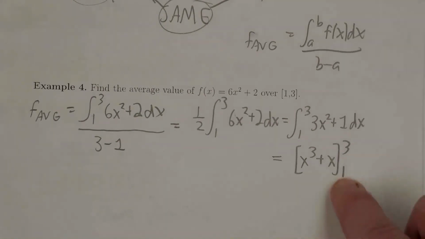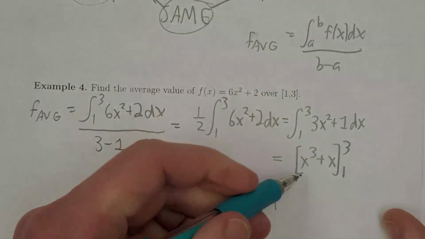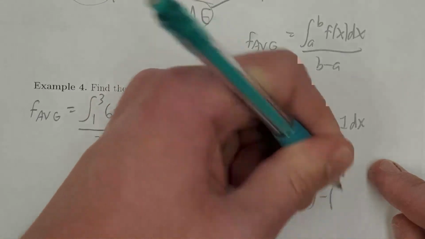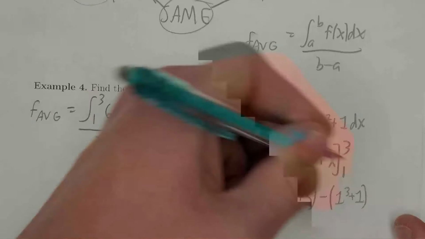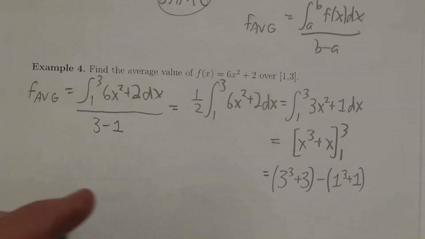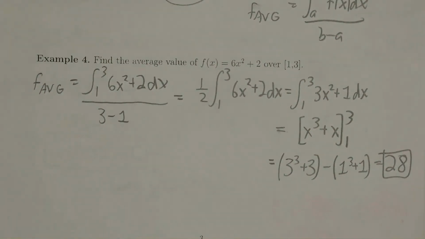So going from 1 to 3, we apply the fundamental theorem of calculus, which says, all right, let x equal 3 to get 3 cubed plus 3 minus let x equal 1 to get 1 cubed plus 1. Okay. So then you clean everything up, and you should end up with a fairly nice number of 28. Right? So that's example 4. Nothing too crazy yet, but any questions on any of that?